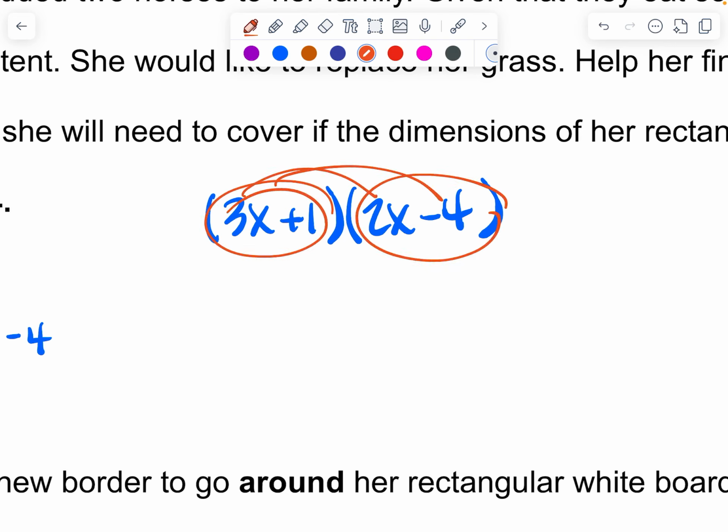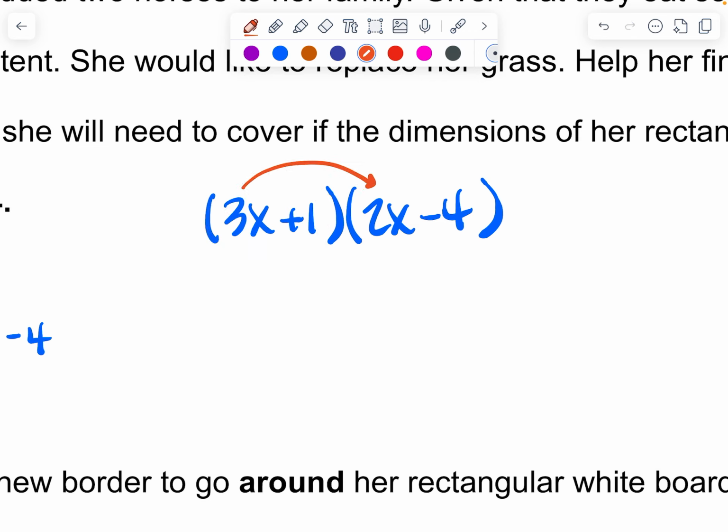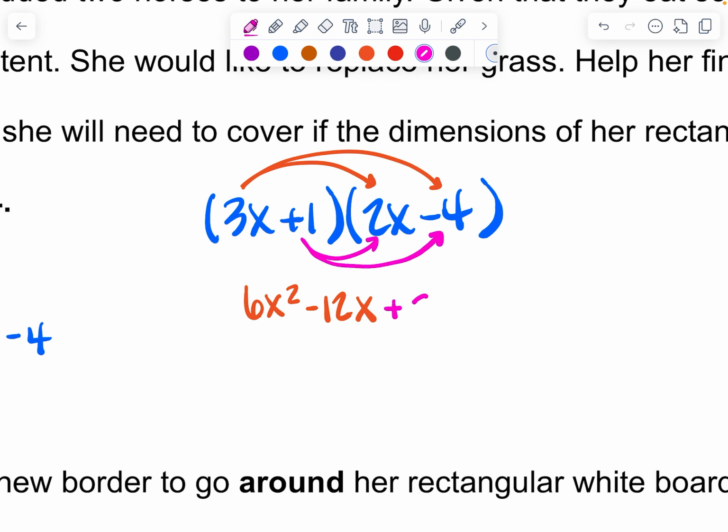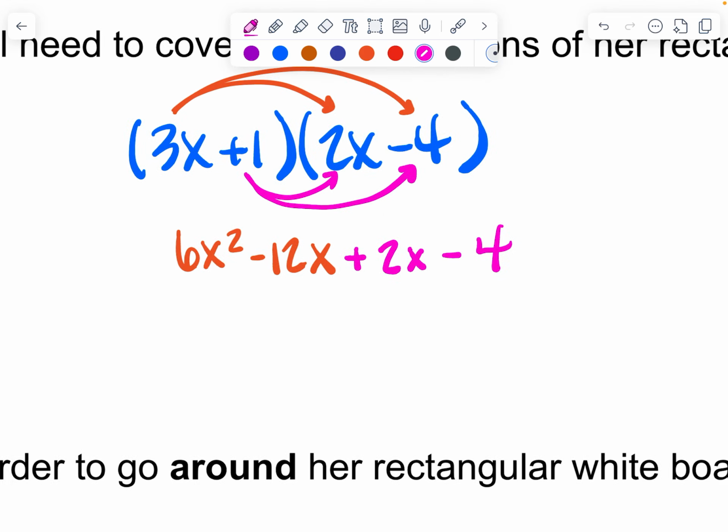So every term in this parenthesis has to get multiplied to every term in the other parentheses. So this is a double distribute problem. So 3x times 2x, I'm sorry, is 6x squared. And 3x times negative 4 is negative 12x. Right, then we distribute the positive 1 and multiply the 2 terms times the positive 1, which is just going to keep it positive 2x minus 4.